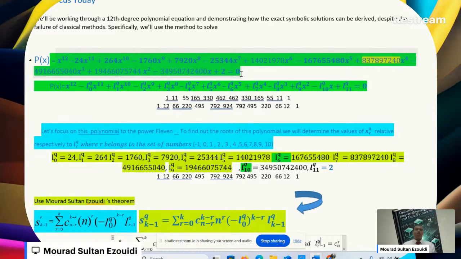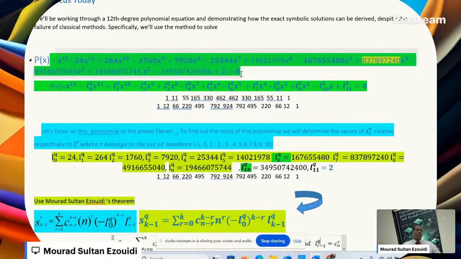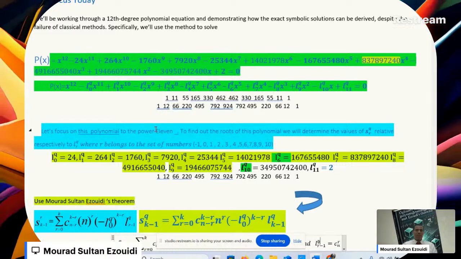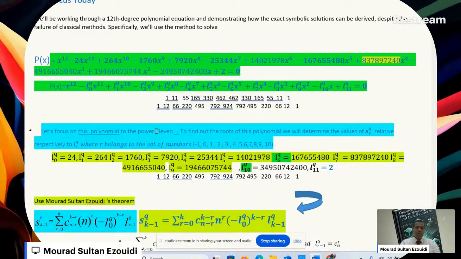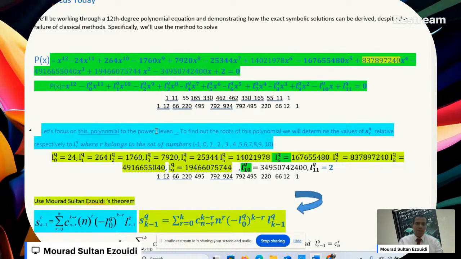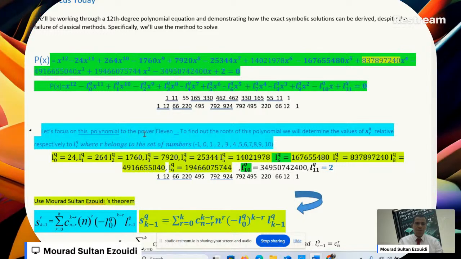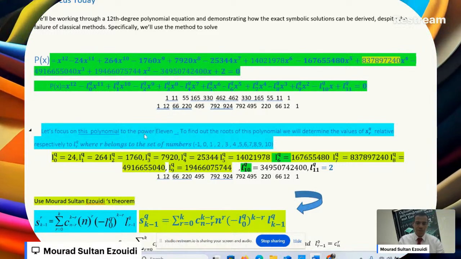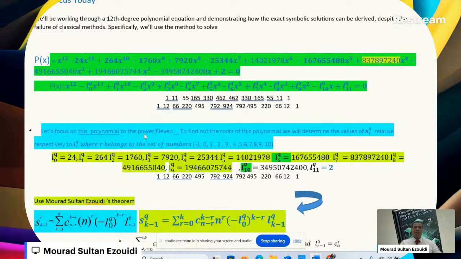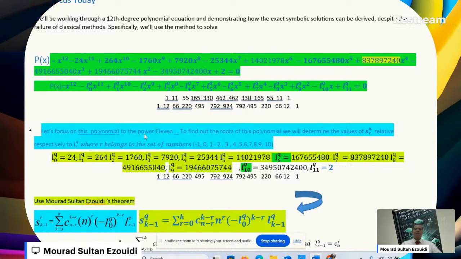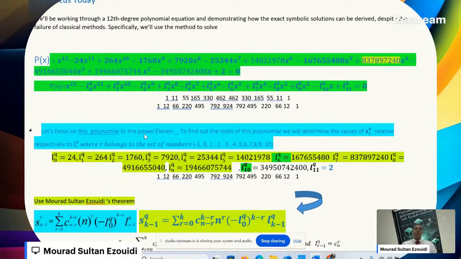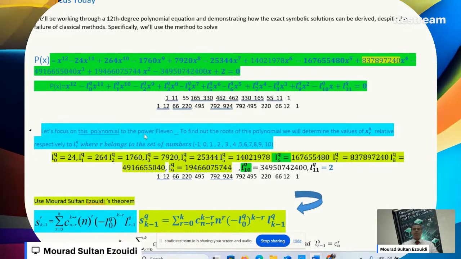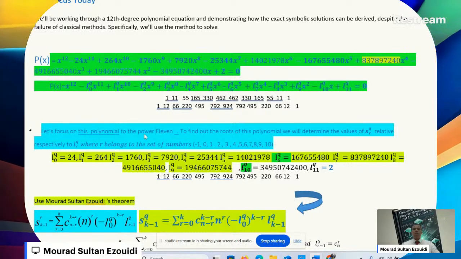Up to now, we will focus on this 12-degree polynomial equation. You can see this one is a 12-degree polynomial equation, meaning the power. So let's focus on this polynomial to the power 12. And we will try to find the new 12-degree polynomial equation that corresponds to the original 12-degree polynomial equation.